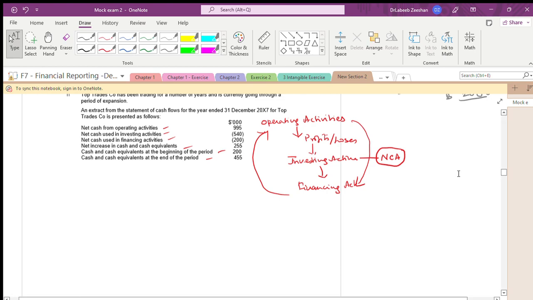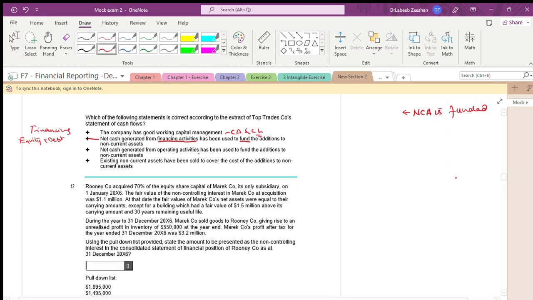The question says that net cash generated from operating activities has been used to fund the additions of... As existing non-current assets has been sold to cover the... we will never sell it and then buy other assets. Is it right? This is totally wrong. This is also totally wrong.